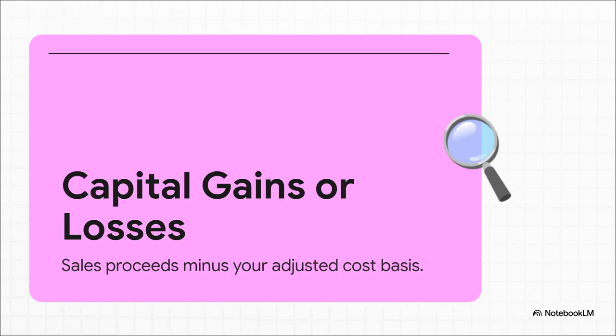The formula here is super straightforward. Capital gains or losses equals your sales proceeds minus your adjusted cost basis. If that resulting number is positive, boom, congratulations, you have a capital gain. If it comes out negative, you're looking at a capital loss. Now, sales proceeds is exactly what it sounds like.